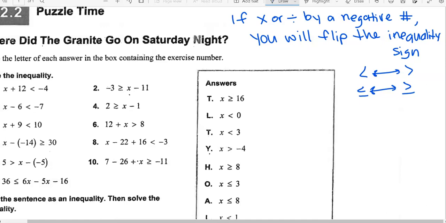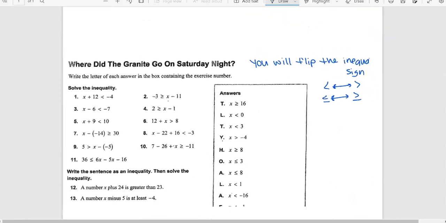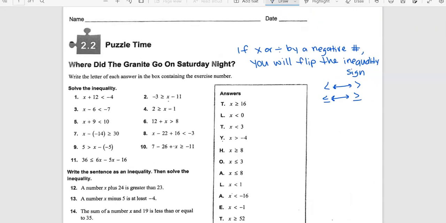My goal is to work through the odds, as many odds as I can today. You're responsible for finishing the notes, so hopefully it's just doing the evens. And then we should get an answer to our riddle. The riddle is, where did the granite go on Saturday night?